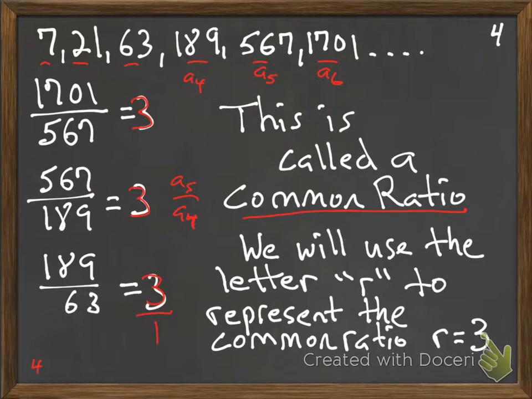As a ratio, you might say 3 over 1. Ratio is another word for a fraction. So you can see how we made a fraction with a term divided by the term before it. And when it comes out to be the same value, we have a common ratio. And we use the letter R for that common ratio. Now, these types of sequences are called geometric.